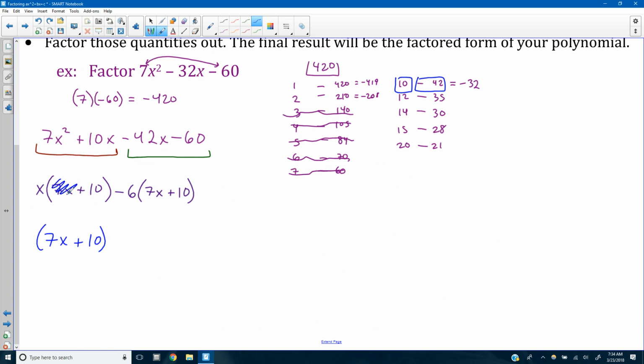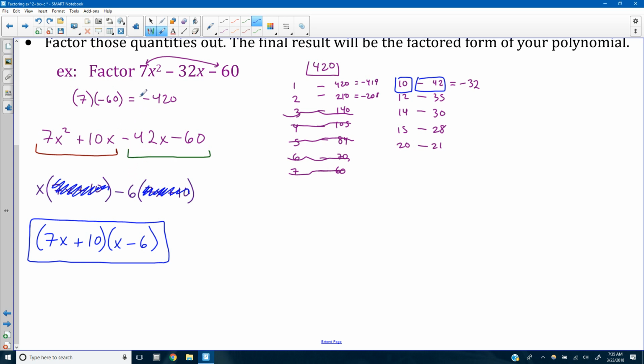When I factor the 7x plus 10 out of that quantity right there, all that's left is x. And when I factor the 7x plus 10 out of that one, all that's left is a negative 6. I'll have x minus 6. That is our final answer to this problem. I have factored this one out by grouping. I did the grouping step right here.